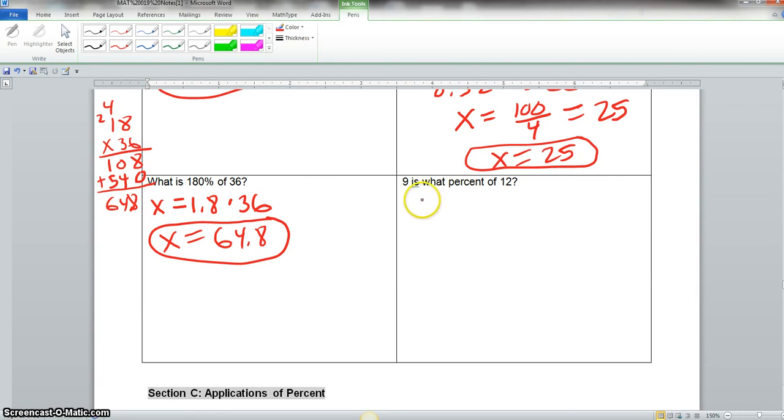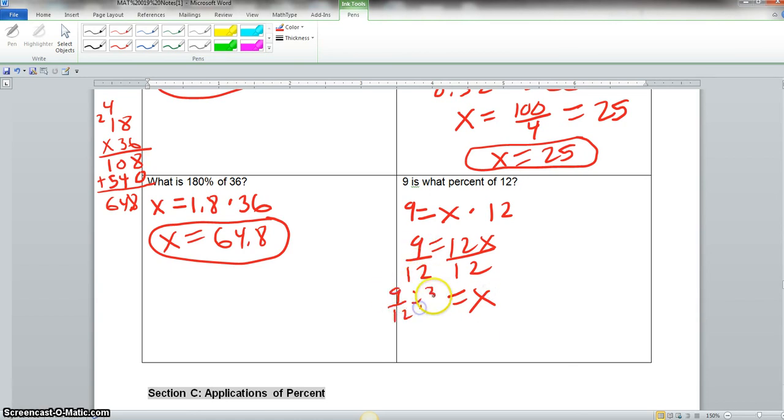Now, we have our next problem. It says 9 is what percent, which would be x, of means multiplication, and 12 is 12. So this would be 9 equals 12x. We'll divide each side by 12. And we know 9 and 12, they both have 3 in common. So we'll divide the numerator and denominator by 3. So this would be 3/4 equals x.